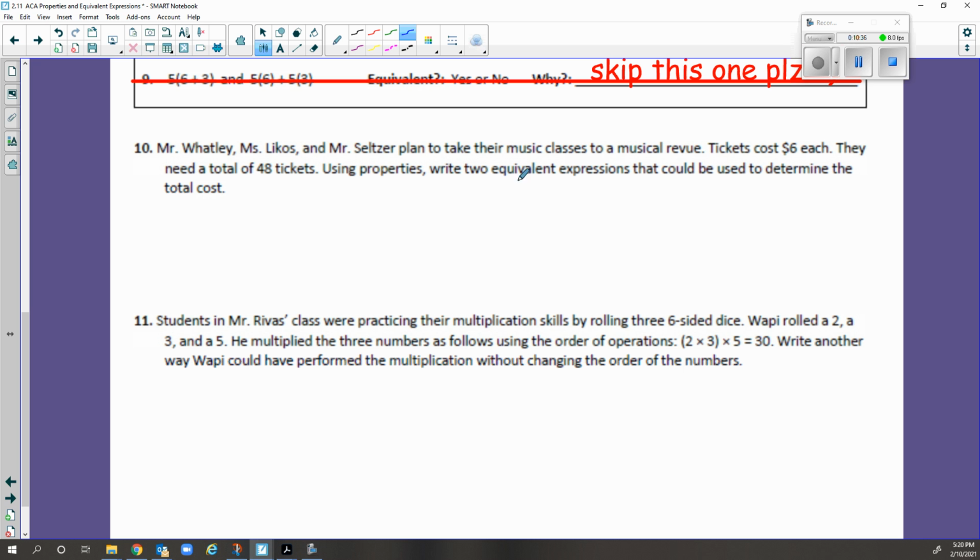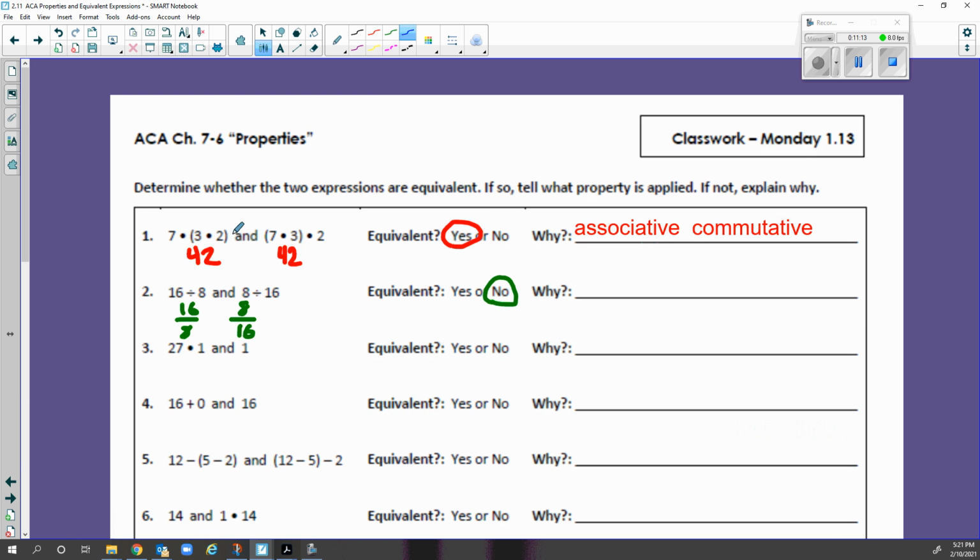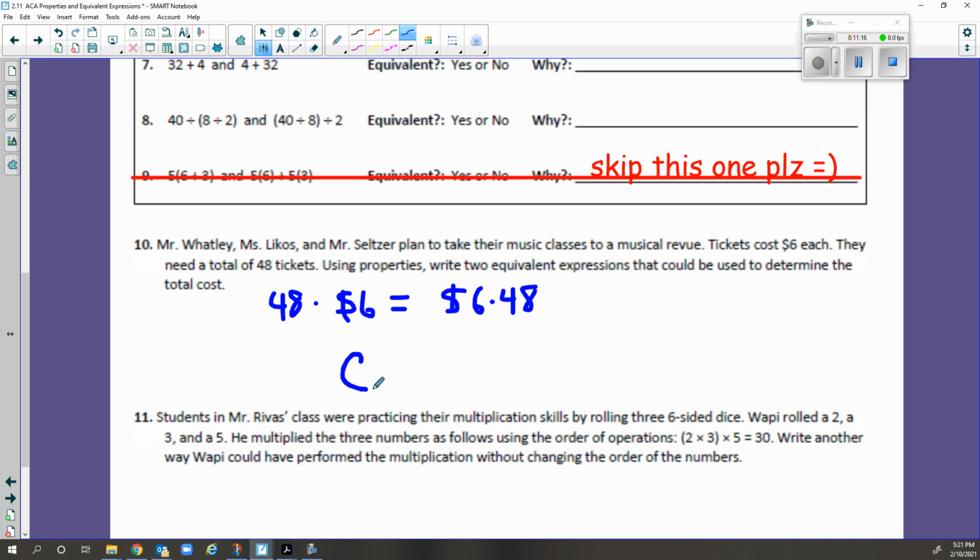So I think if they have 48 tickets that they need times $6 each, couldn't we do that in a different order? Couldn't we do $6 times 48? I think we can. And I really think that's because of the commutative property. That's the property that we would use. Because remember, if I check back at my notes, the commutative property is flipping the order of multiplication.